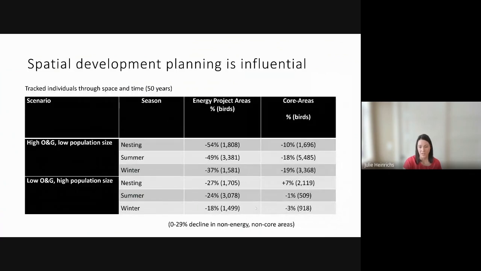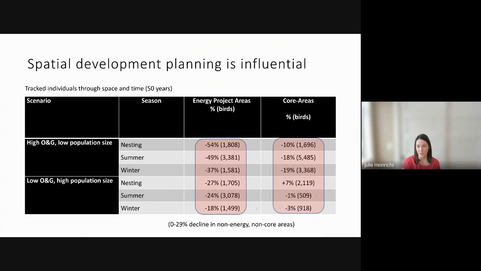What we found is that there was a decline in a lot of places in terms of the number of sage-grouse that were persistent on the landscape 50 years into the future. The greatest declines were in these energy project areas that were meant for energy development and less so birds.